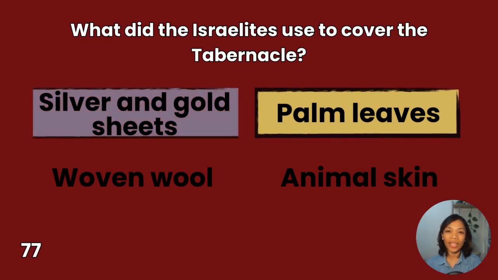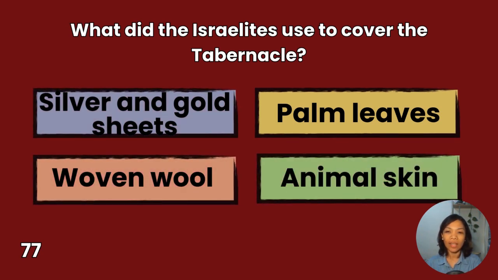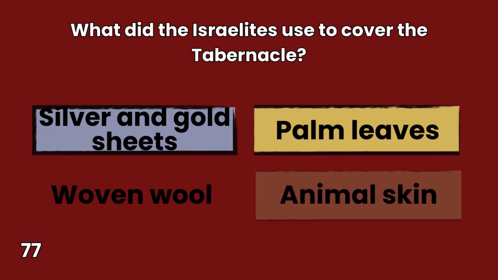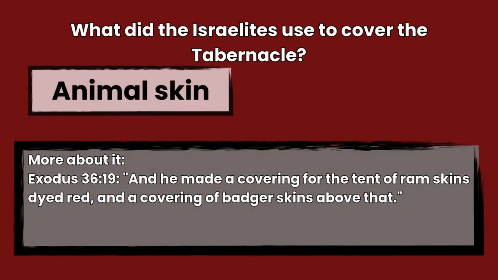77. What did the Israelites use to cover the tabernacle? Silver and gold sheets, woven wool, palm leaves, animal skin. You have 10 seconds to answer. The answer is animal skin, Exodus 36:19. And he made a covering for the tent of ram skins dyed red, and a covering of badger skins above that.